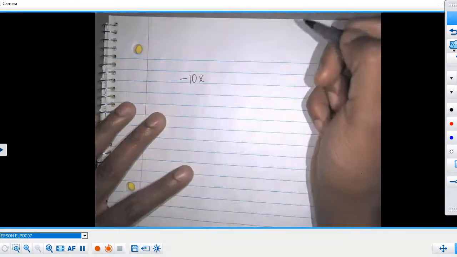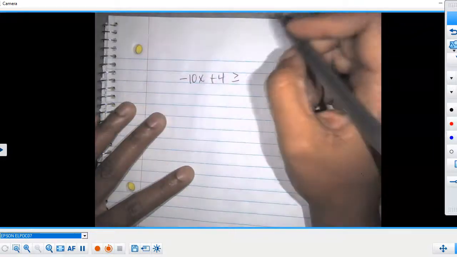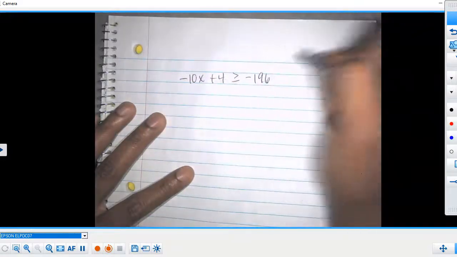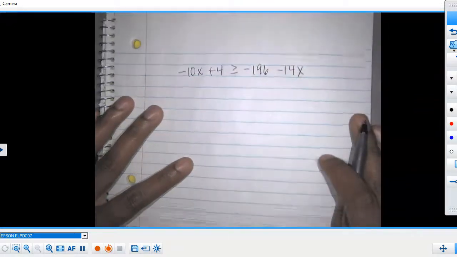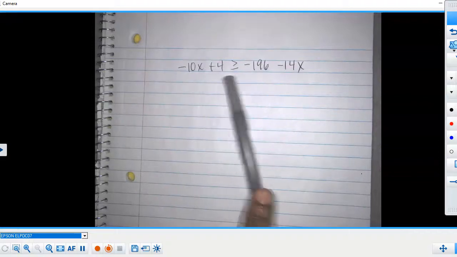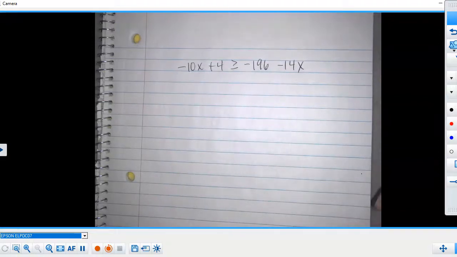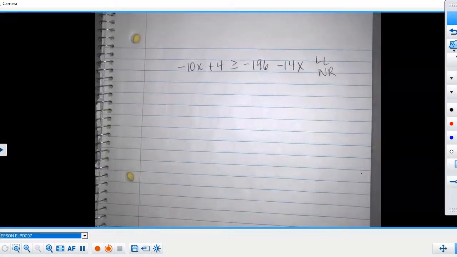Negative 10x plus 4 greater than or equal to negative 196 minus 14x. Okay, so for this one, again, I'm noticing that there's a variable and a number and a variable. So I'm going to do letters left, numbers right. There's nothing to combine. There's no distributive property.